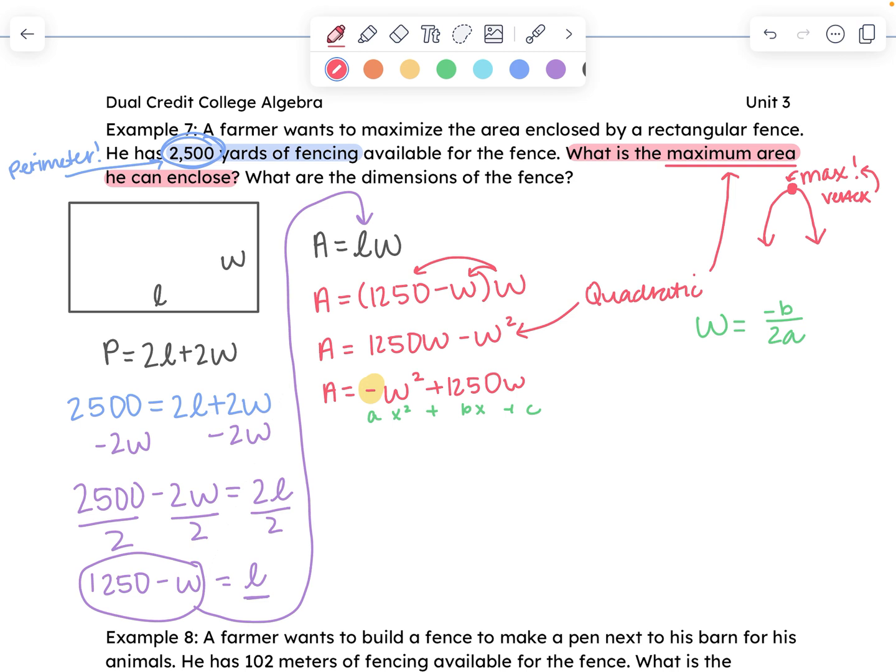If I'm looking at negative B, that would be negative 1,250, and I'm going to divide it by 2 times my A, which is negative 1. So negative 1,250 divided by negative 2 means that my width is 625. The negatives cancel to give me a positive 625 yards.